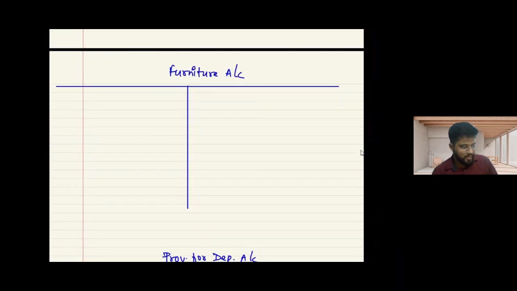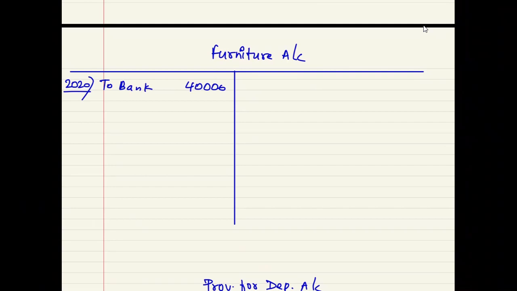So let's say my first year is 2020. I have purchased the asset. So to bank account, the asset was purchased for 40,000 rupees. So my furniture account would be debited by 40,000 rupees, as it is showing right now on your screens. Now at the end of the first year, my depreciation will be charged not from the furniture account, but from the provision for depreciation account. So how are we going to present that?